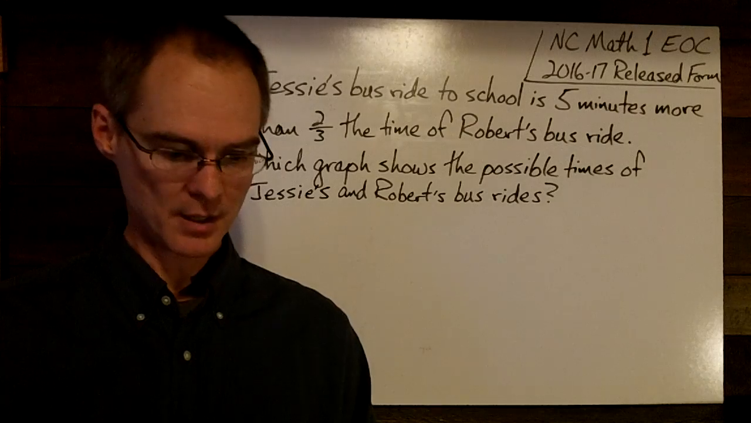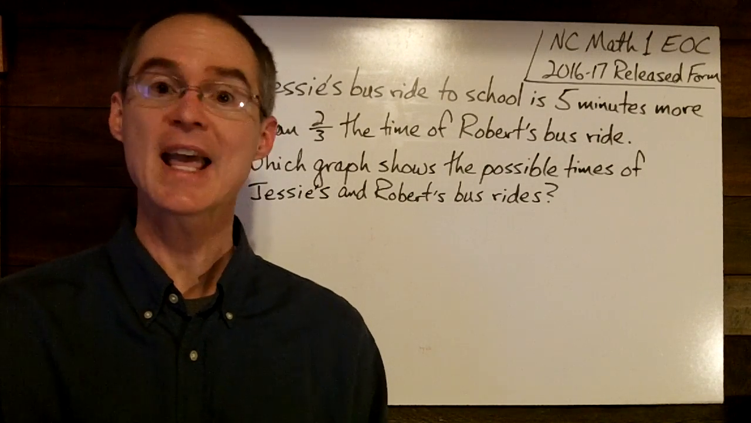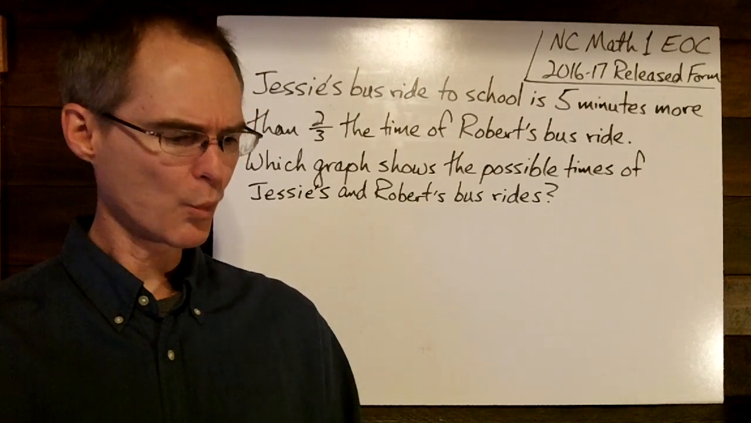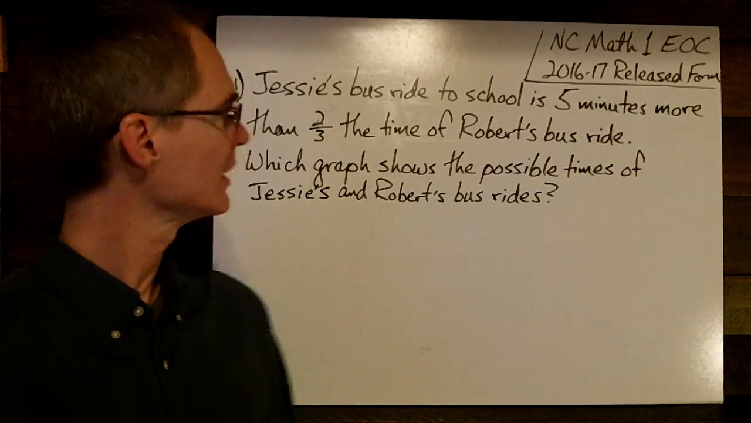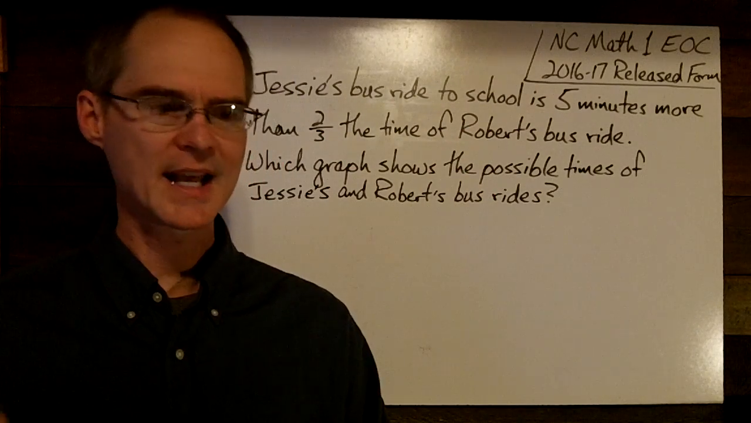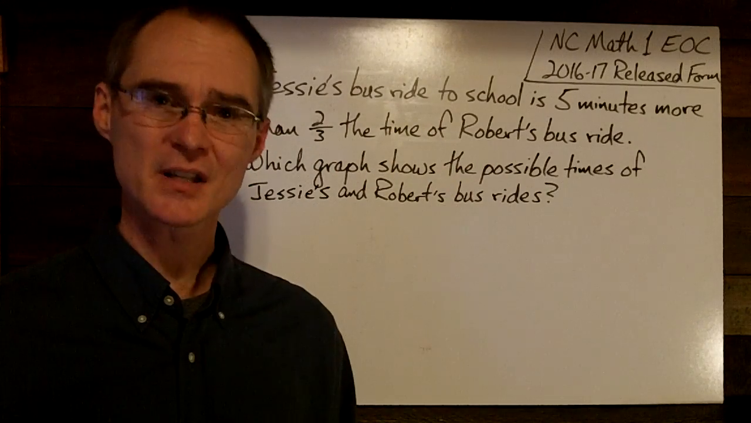Okay, so apparently the graphs represent the times of Jesse's and Robert's bus rides together. So one of these 4 graphs is apparently related to this confusing sentence. Can I figure out which graph matches this sentence?